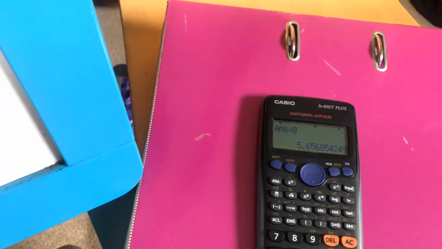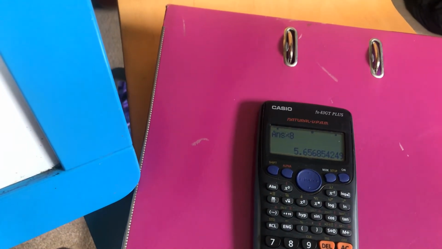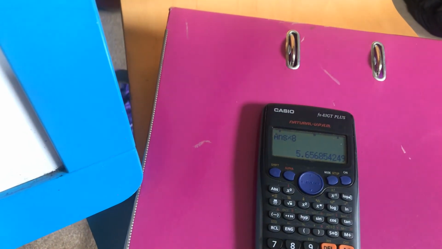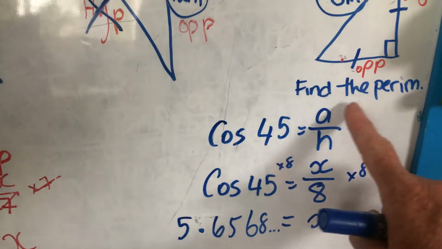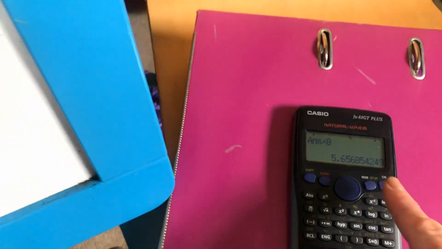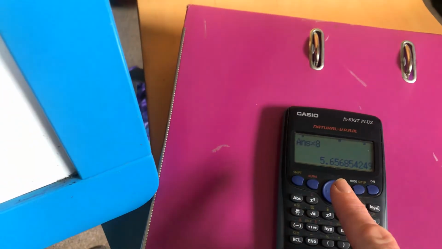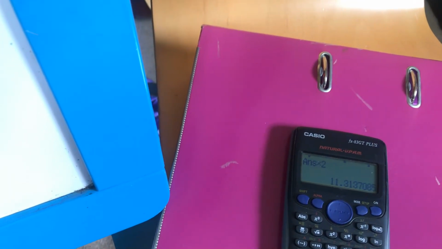So I need to keep all of those numbers. 5.6568 and so on, because I'm not at the end of the question. The end of the question says find the perimeter. So I need to use all these numbers. That's one length. The other side was exactly the same, so I'm just going to say times that by 2 and then add on the 8 metres and I have 19.3.